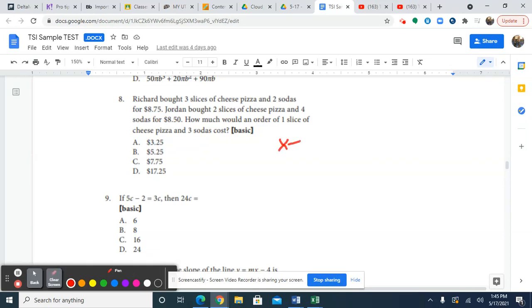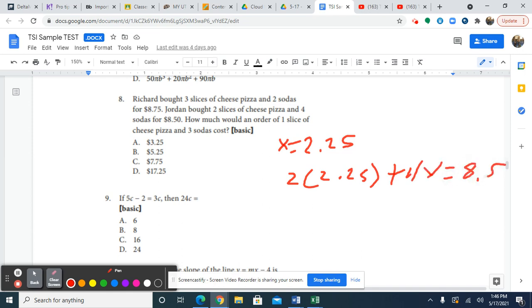So continuing from where we had left off in the last video, we had figured out that the pizzas were now going to cost $2.25. So now we're going to plug it into one of the equations, which was 2x, which is 2 times 225, plus 4y is equal to 850. So when we multiply 2 times 225, that's 450, plus 4y is equal to 850.